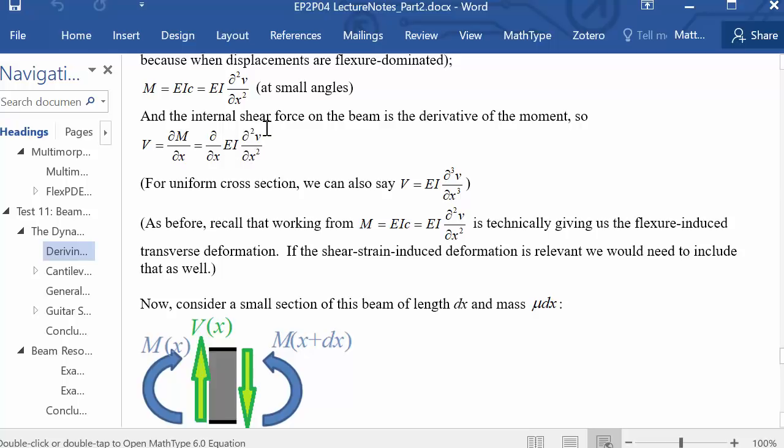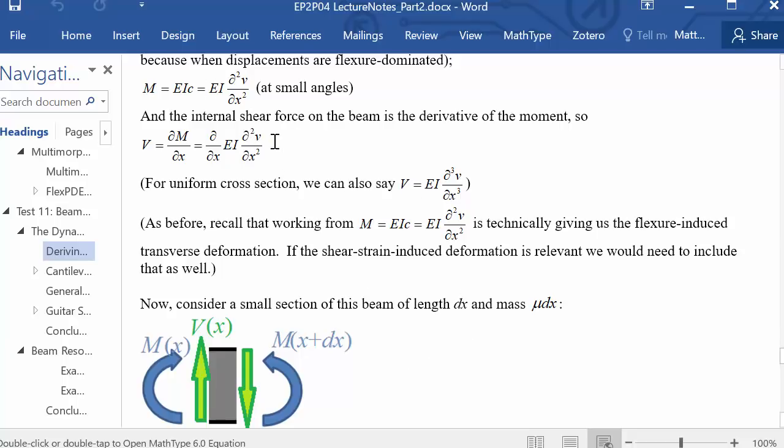And then by substituting in that V itself is the derivative of the bending moment, and the bending moment is EI times the second derivative of the vertical displacement per step in X, assuming that the displacement is only in the vertical direction, which means the beam stays mostly horizontal. So the displacements are small, basically. We don't have this curvature bending it into big arcs.